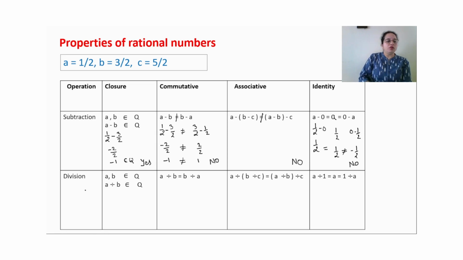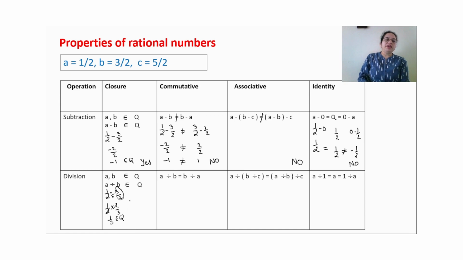Now same thing we will do with the division. Now everywhere you will get the division sign. So substitute the value, 1 by 2 divided by 3 by 2. So what is the property? We convert this division sign into multiplication and we take the reciprocal of this number. So this will become 2 upon 3. Just cut the number, so you will get 1 by 3. 1 by 3 is a rational number.